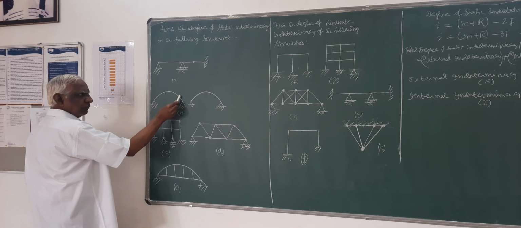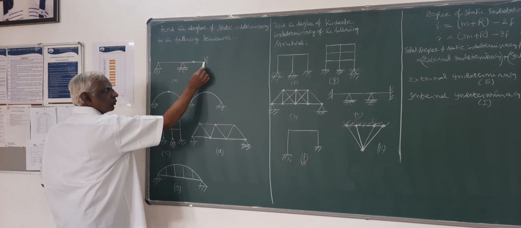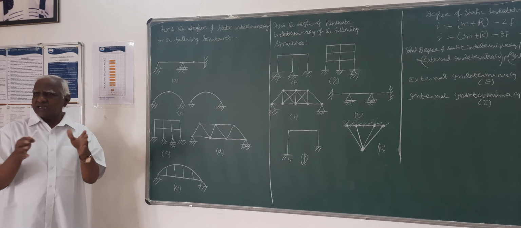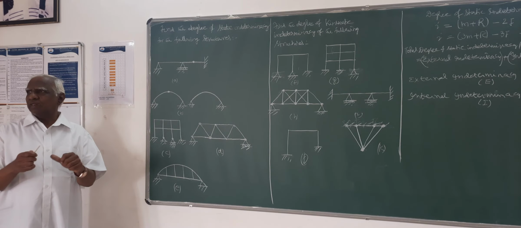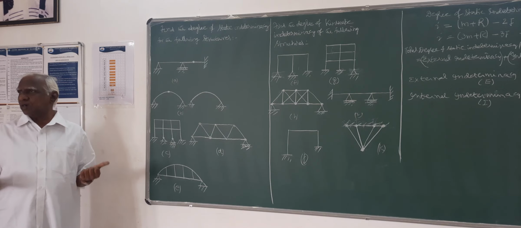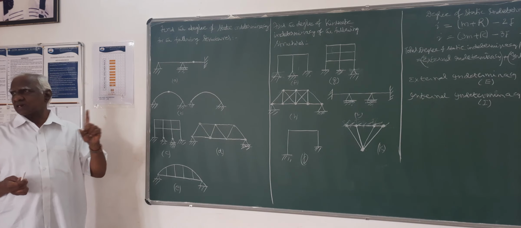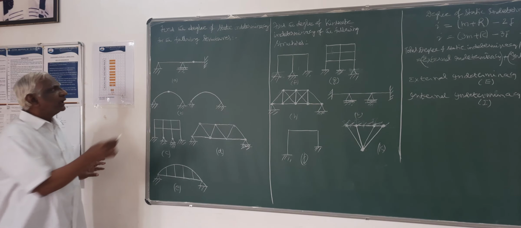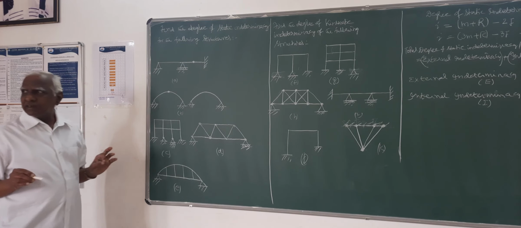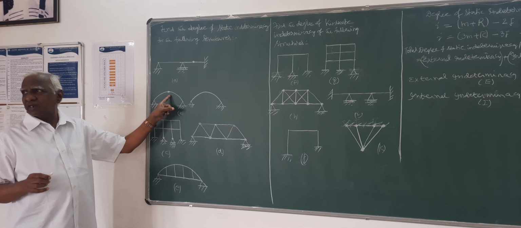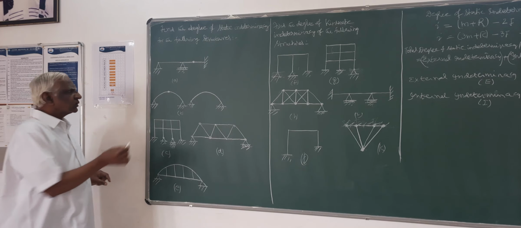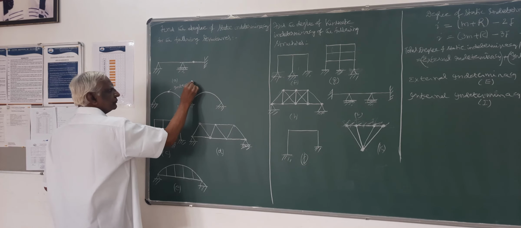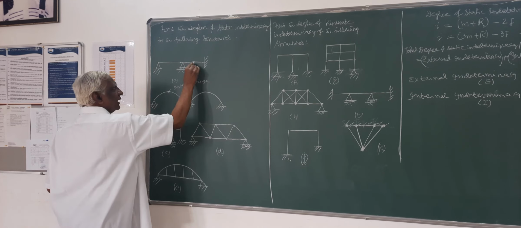Actually, this is only one member. Here also this is one member. How do you define a member? A member of a structure is nothing but the distance between the two nodes, the two end points of the element. Here, this is not a support end point. This is not an end point where the transfer of force occurs. That's why we call this point an internal hinge.